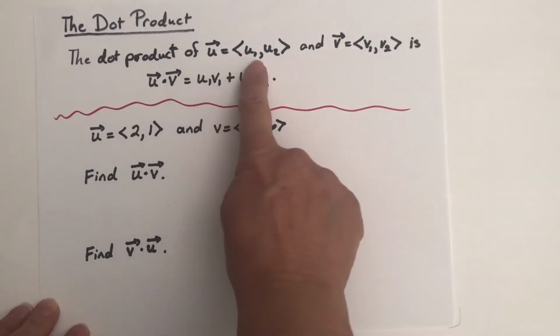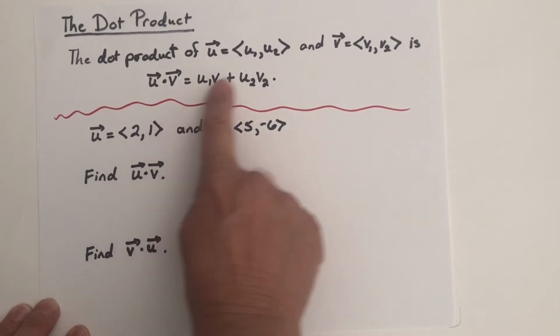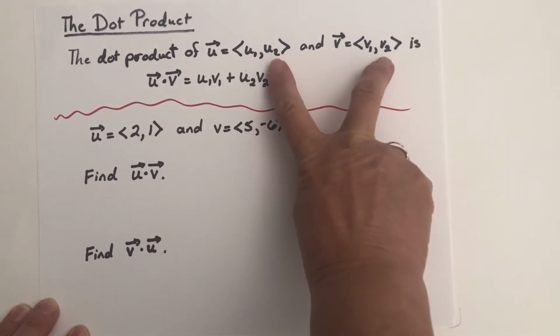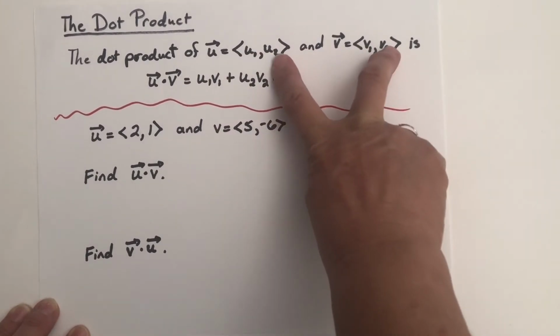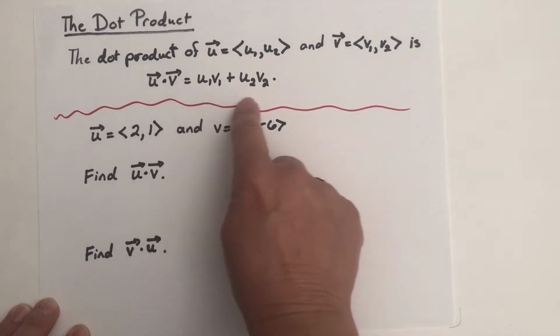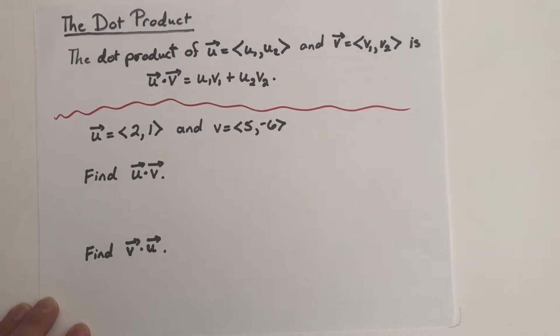If we have a vector u and a vector v, notice we multiply the x components together, we multiply the y components together, or the horizontal components and the vertical components together, and then we take their sum. And notice the result is a scalar, a plain old number. So let's practice calculating dot products, and then we'll use it for something.